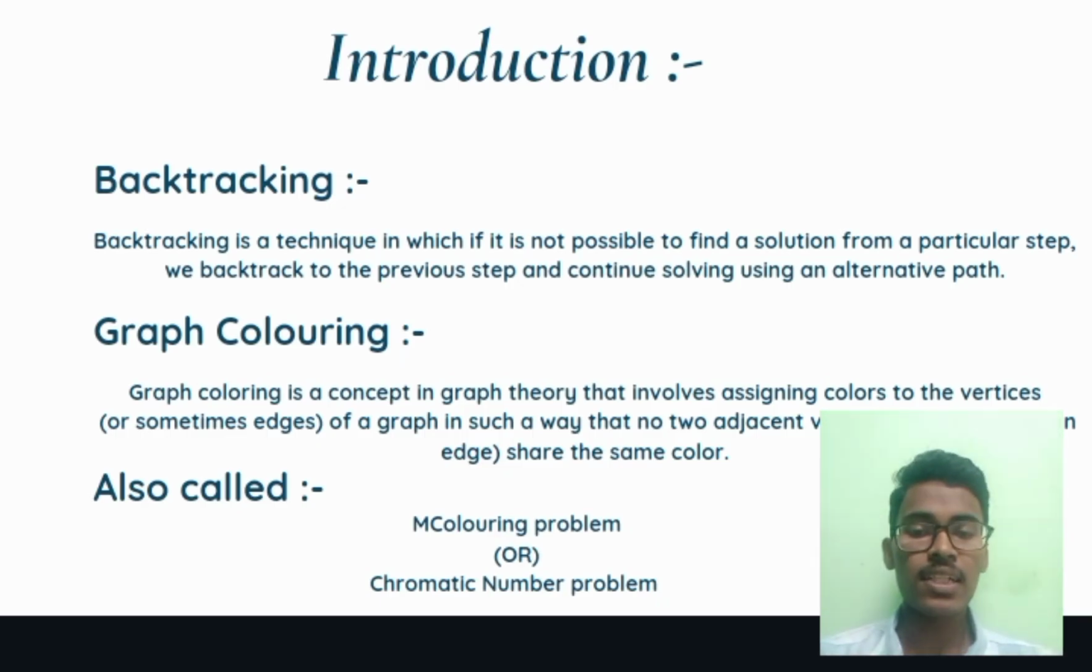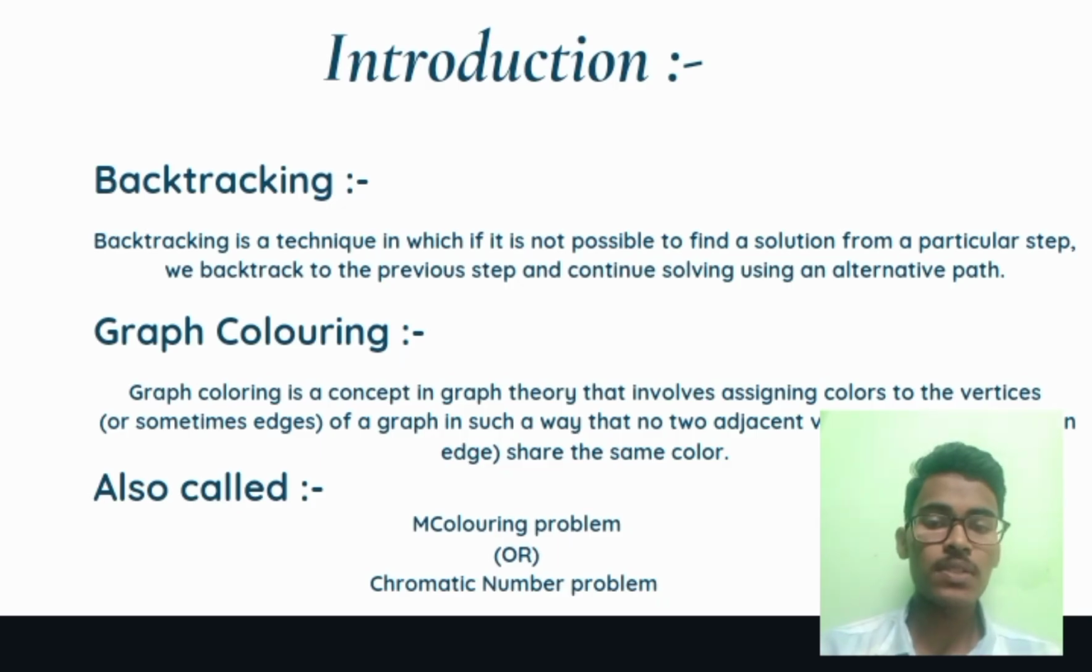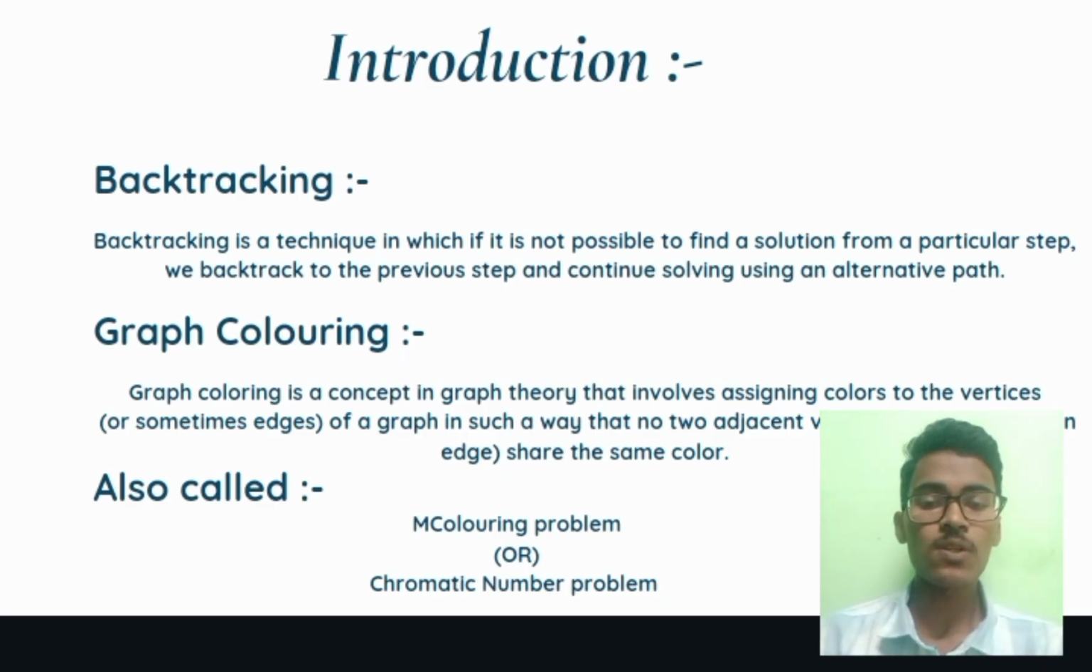Graph coloring. The graph coloring problem is a concept in graph theory that involves assigning colors to the vertices, or sometimes edges, of a graph in such a way that no two adjacent vertices have the same color. Graph coloring problem is also known as the M coloring problem or chromatic number problem.